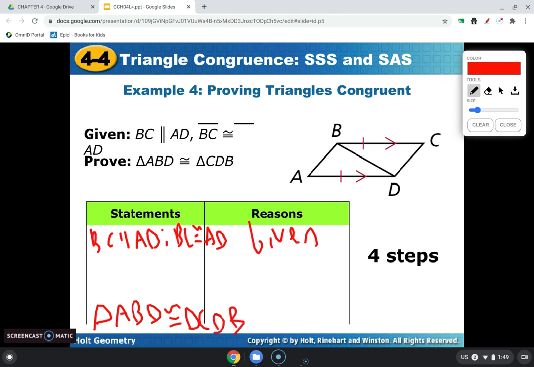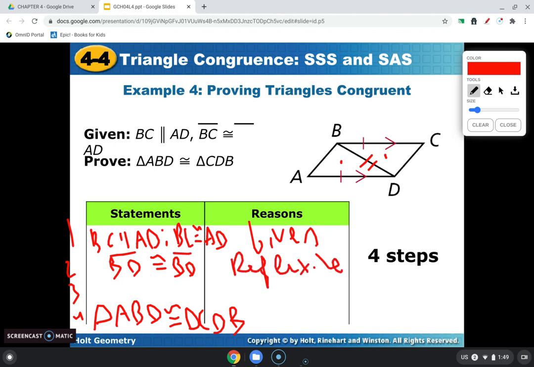So we've got the proof skeleton. So we know we've got 4 steps. So let's look here. Well, take the easy one first. We're trying to prove those two triangles congruent. They share BD. So you could say BD is congruent to itself by reflexive. Okay, so we've got two sides.